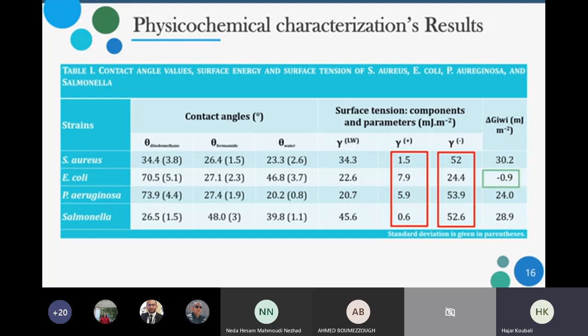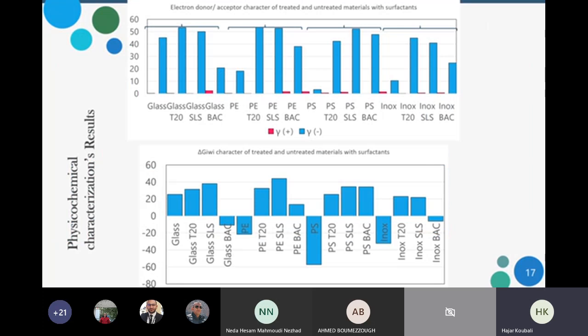In this diaporama, we are going to present the physical chemical results of the treated and untreated materials. The first graph presents the electron donor and acceptor character of the four materials, and the second one presents the free energy of interactions of the surface materials.